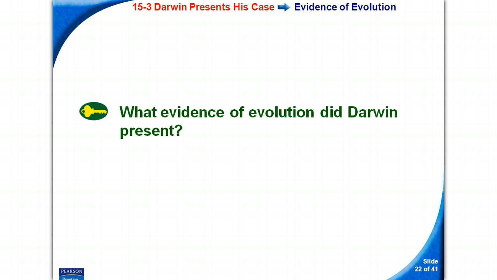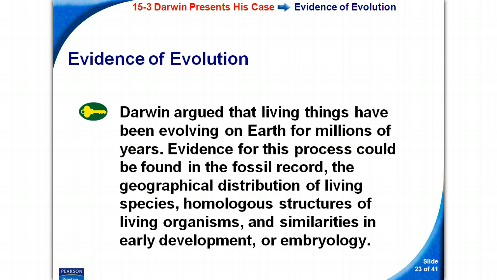Key concept number 3. What evidence of evolution did Darwin present? Darwin argued that living things have been evolving on Earth for millions of years. Evidence for this process could be found in the fossil record, the geographical distribution of living species, homologous structures of living organisms, and similarities in early development or embryology.